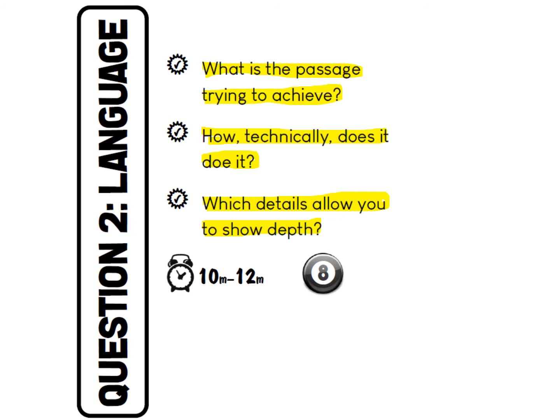Spend about 10 to 12 minutes on this. As a rule of thumb, you spend about a quarter more minutes than there are marks. So 8 marks, 10, 11 minutes. When you get on to 20 marks, you're looking at 25 to 30 minutes. Okay, so a minimum of 25% more than there are marks.